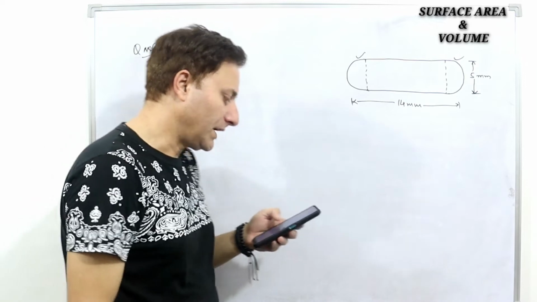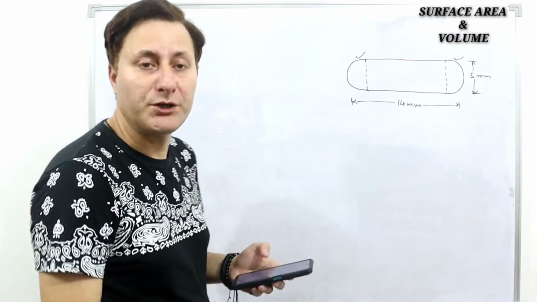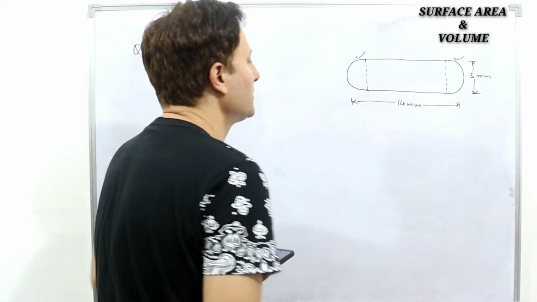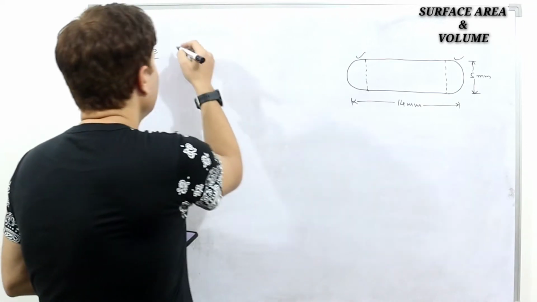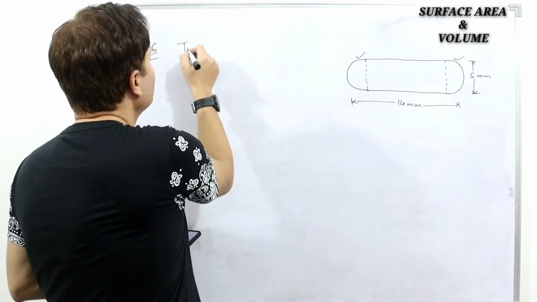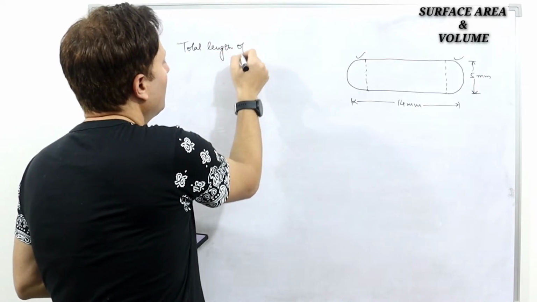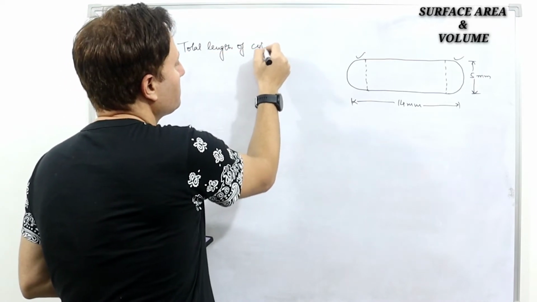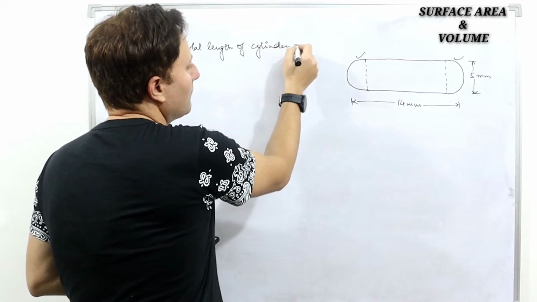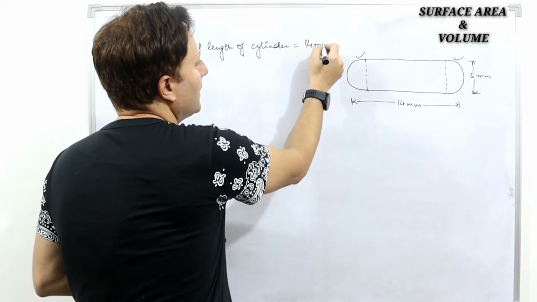Find the surface area, use pi as 22 upon 7. So this is what is given. So first of all, let us write the total length of the cylinder, which is equal to 14 mm.